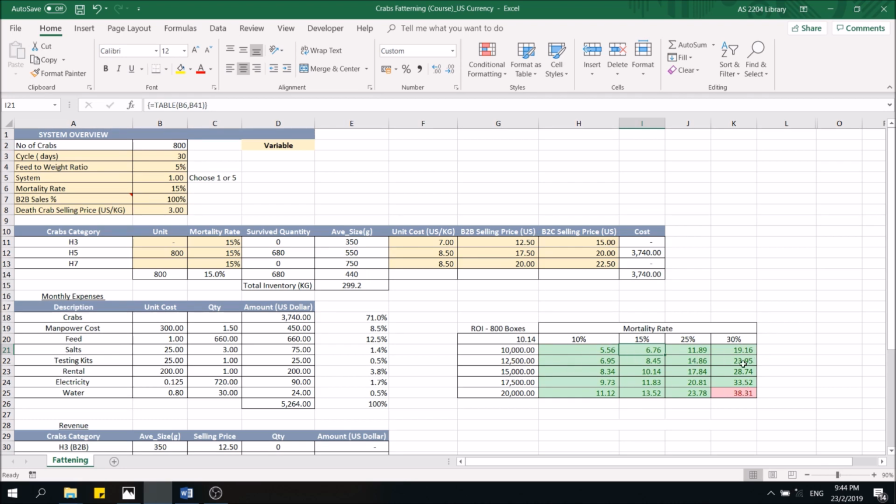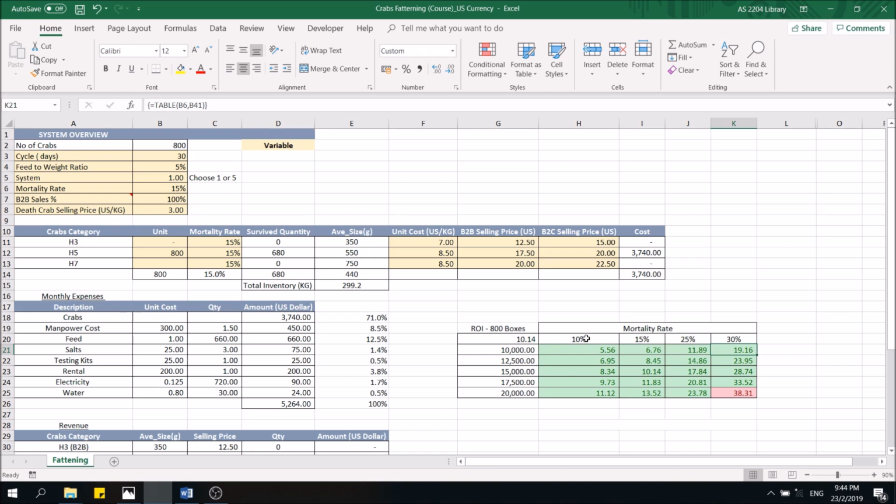So you see there is a red color here. Basically I do a conditional formatting, and for me, every investment with ROI less than 36 months is considered a good investment. So for numbers more than 36 months, I highlighted in red color.